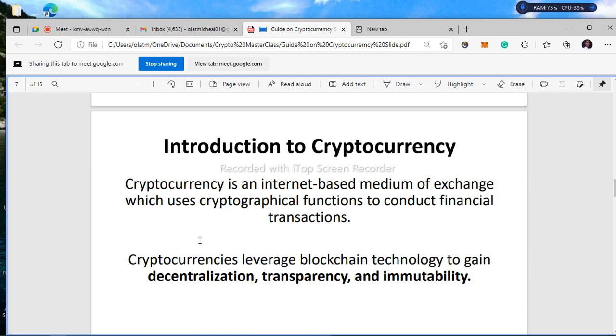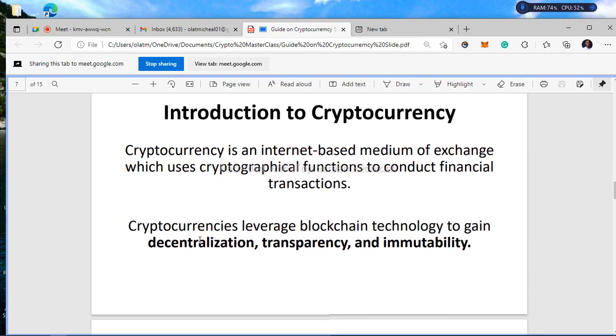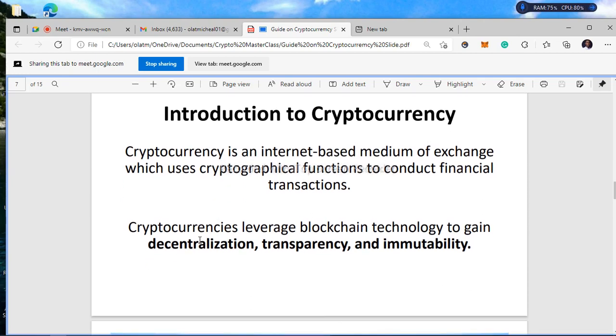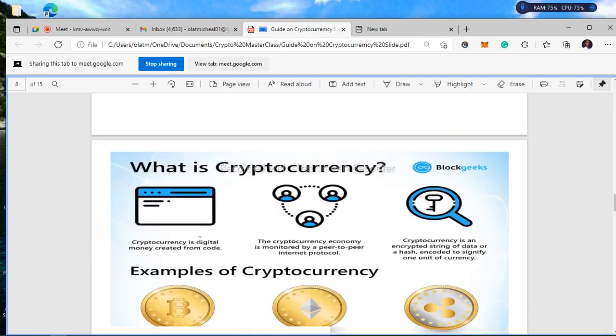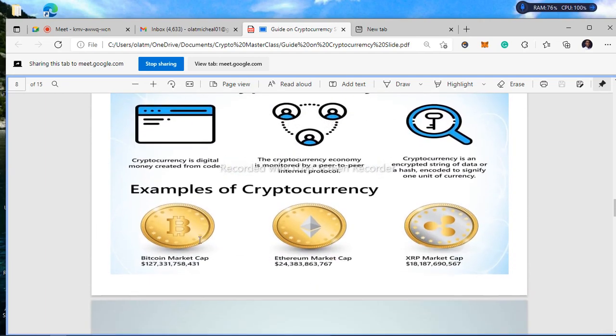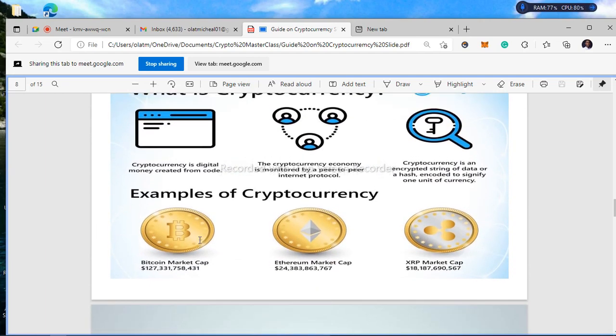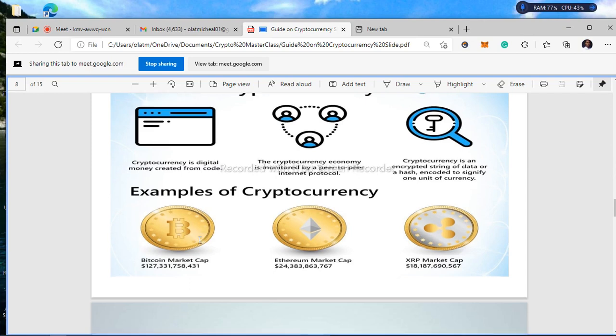It can't be hacked. So these are the three major attributes of cryptocurrency, and these are part of the reasons why people use it to date. So we also see what is cryptocurrency. Now we have various examples of cryptocurrency. We have Bitcoin, Ethereum, Ripple, and the likes.